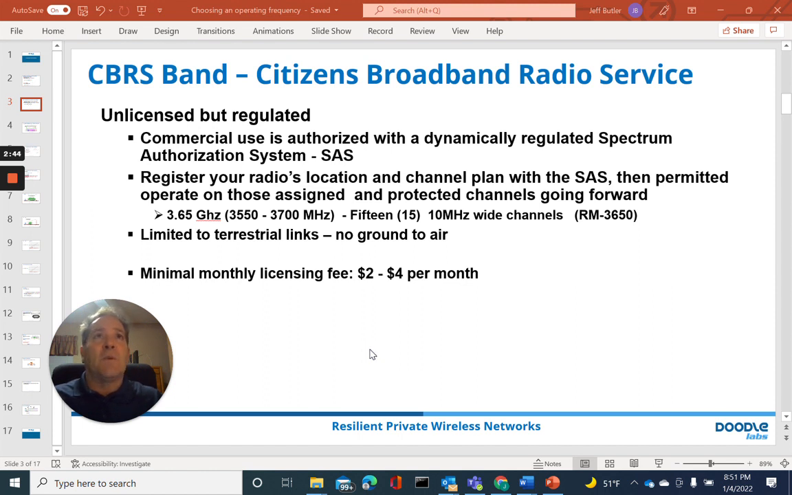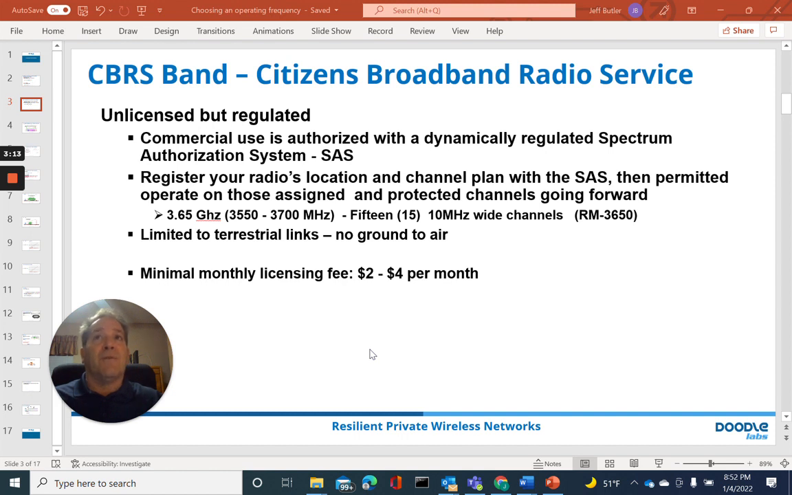Commercial use is authorized with a dynamically regulated spectrum authorization system, or SAS. What that means is you basically take your radio's location and the channel plan you prefer to operate under, and you register that with the SAS electronically, and then you will be permitted to operate on those assigned channels once confirmed, and those channels will be protected for you going forward. So someone coming in after you will not be permitted to operate along those frequencies. So it gives you a very clear channel plan to operate under.